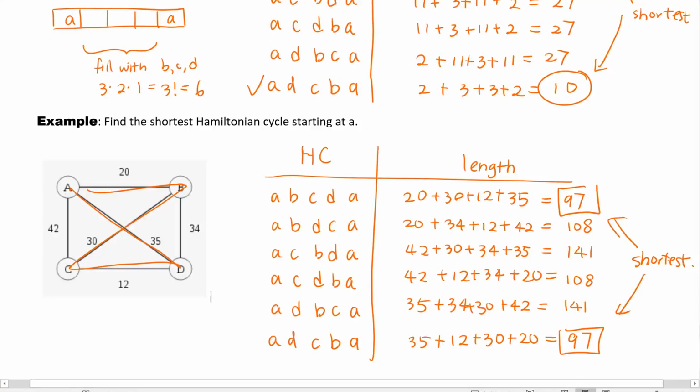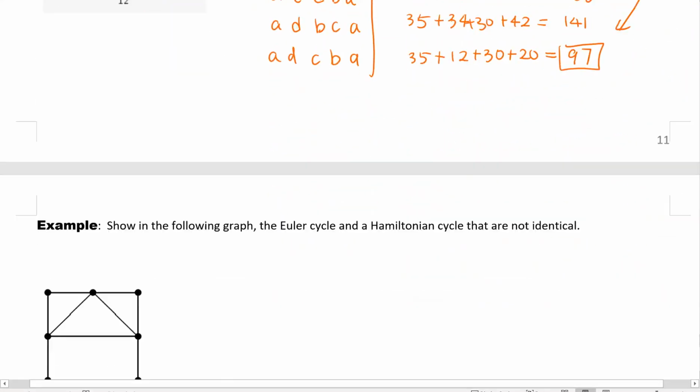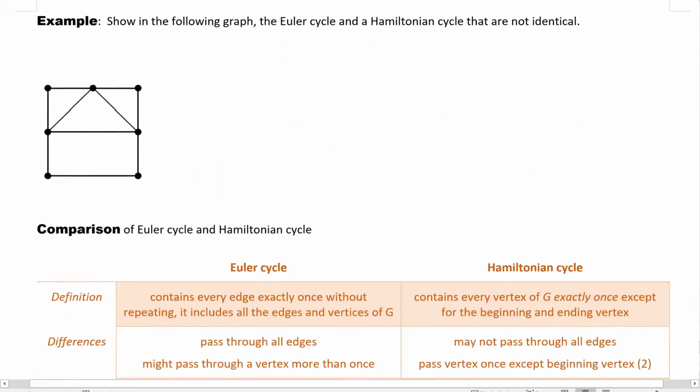Okay, so this is how we find the shortest Hamiltonian cycles. We list all the possibilities and we compare and we find the shortest one. So far, so good? Okay. Next example. Show in the following graph an Euler cycle and a Hamiltonian cycle that are not identical.